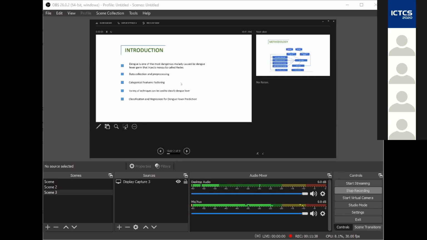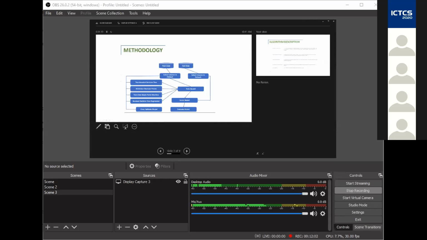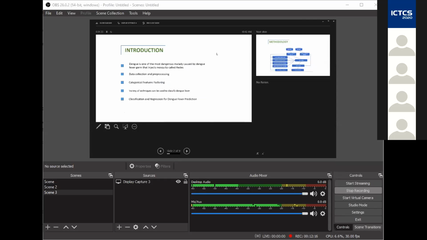The second part is data collection and processing. We went to the hospitals and met with doctors to collect data and to categorize the questions, what types of questions we would ask. Categorical features and factoring are the most important part for us, for visualization, like age group and temperature group, I mean the body temperature groups. That is really important for visualizing the data.